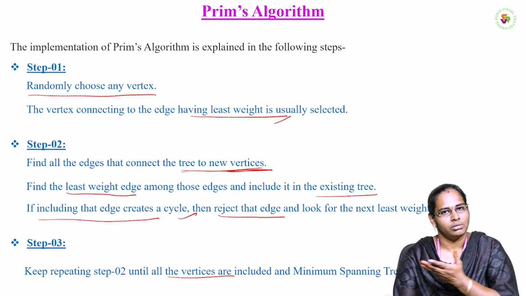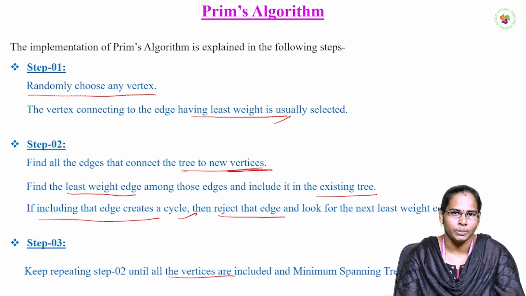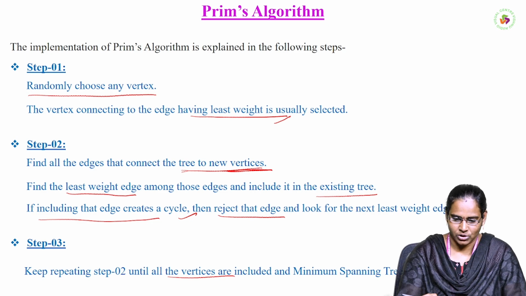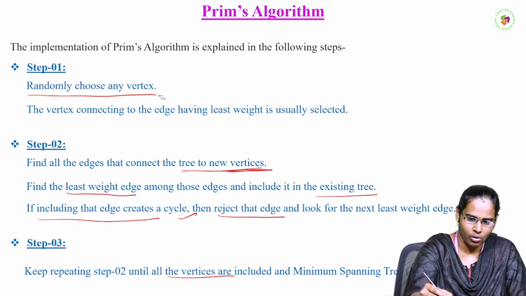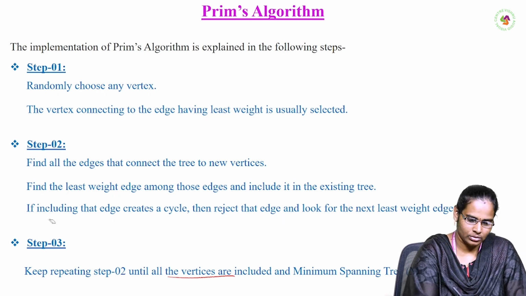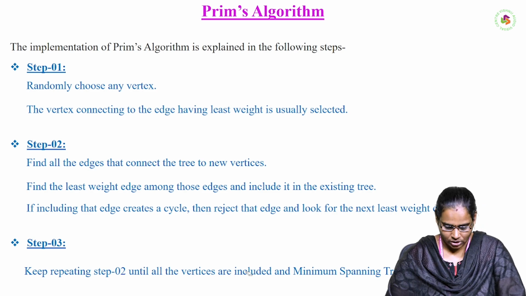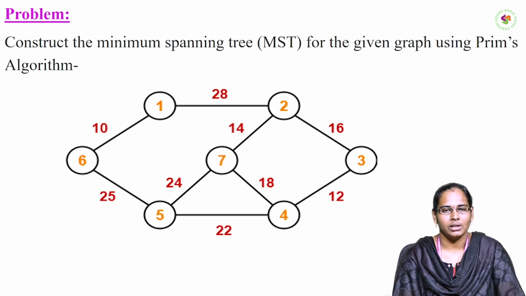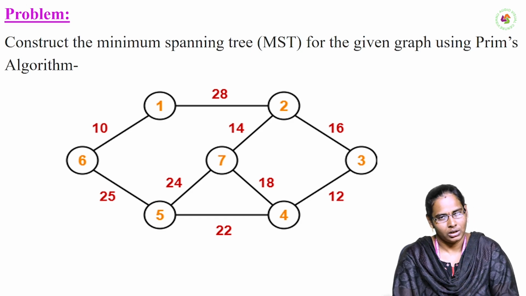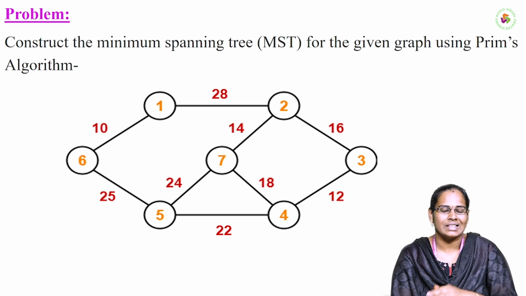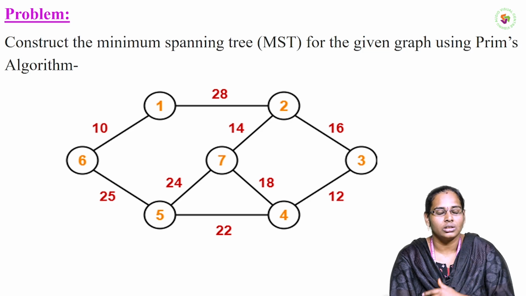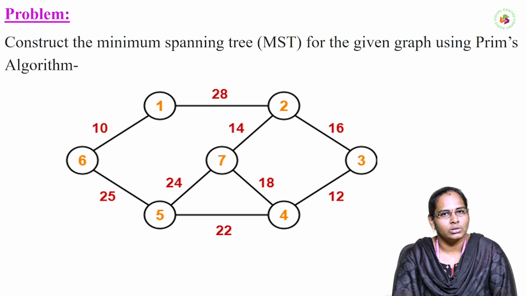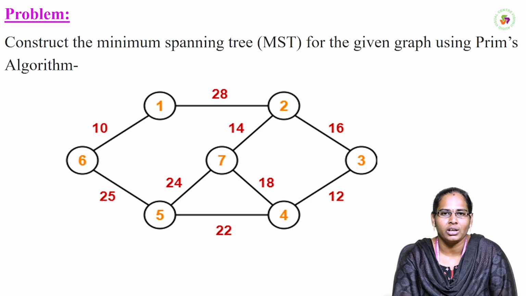Then finally, we get a minimum spanning tree. So now, how do we apply these three steps on an example? The same example here, with 7 vertices and 9 edges. Construct a minimum spanning tree using Prim's algorithm. That's the question. Now moving to the solution, how we find a minimum spanning tree.